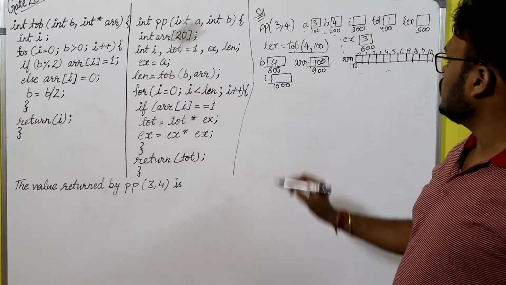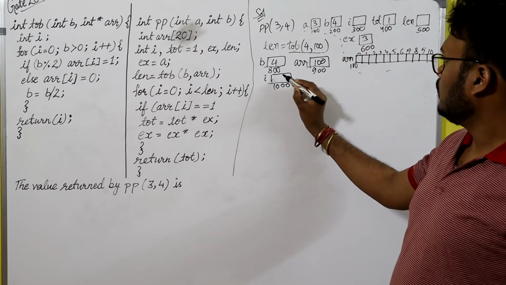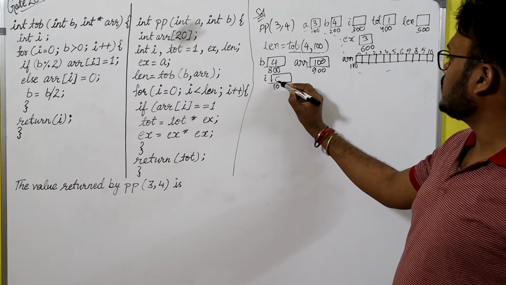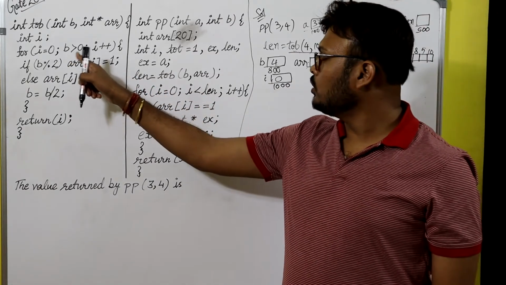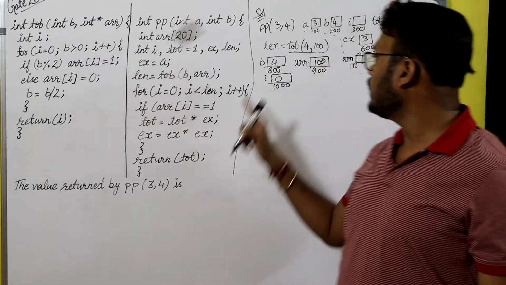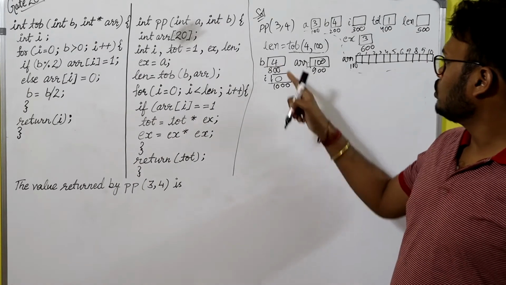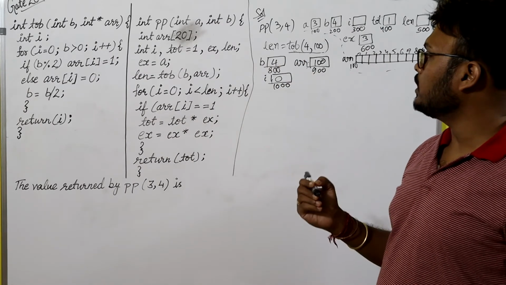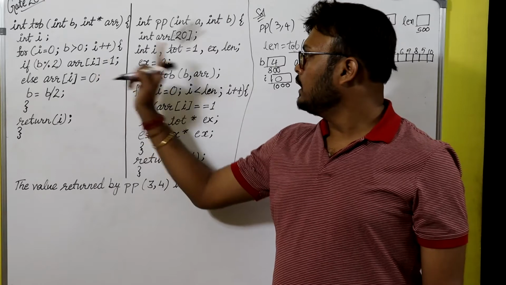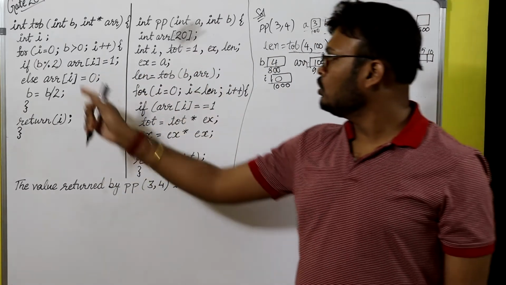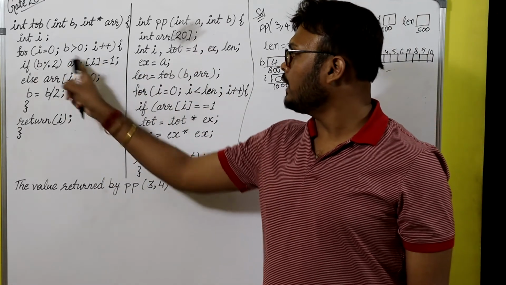So for I is equal to 0, it means the value of I is initialized as 0. So for I is equal to 0, if B greater than 0. What is the value of B here? 4. So is 4 greater than 0? Yes, 4 is greater than 0. Since the condition is true, we will move inside the for loop.